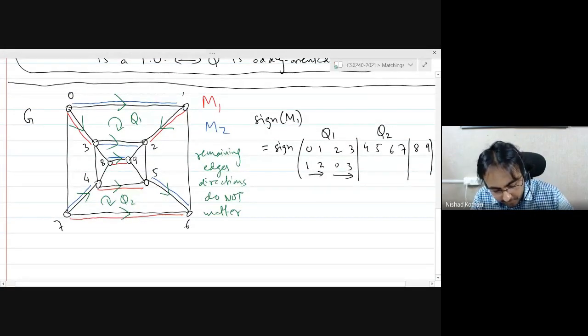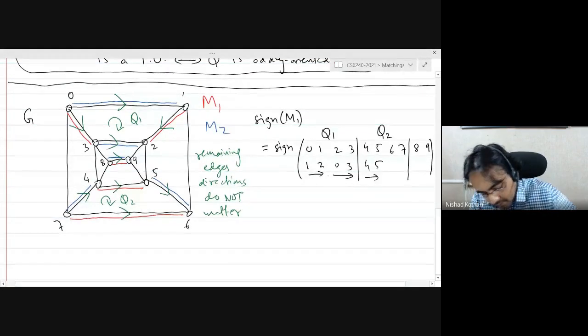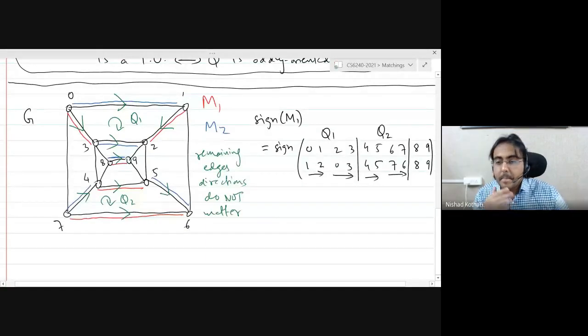Now let me go to 4, 5. You have the edge 4, 5, which is directed from 4 to 5. And then you have the edge 6, 7, which is directed from 7 to 6. And then lastly, we have the edge 8, 9, which is directed from 8 to 9.